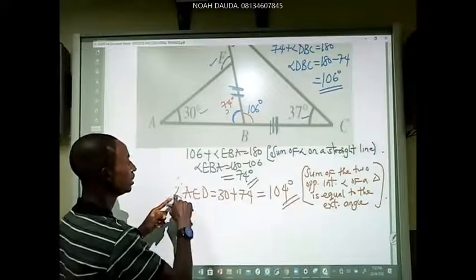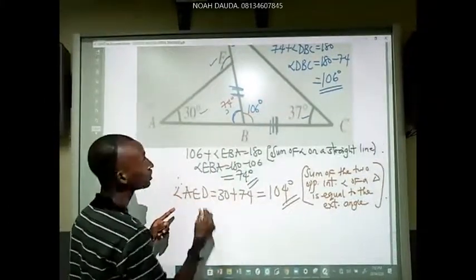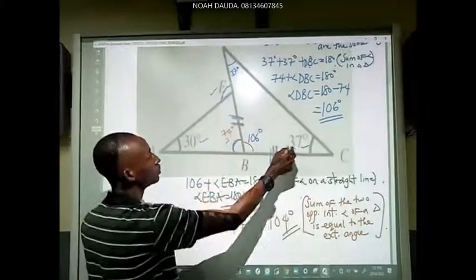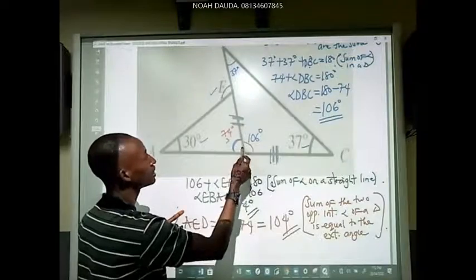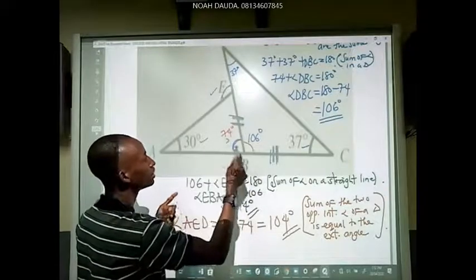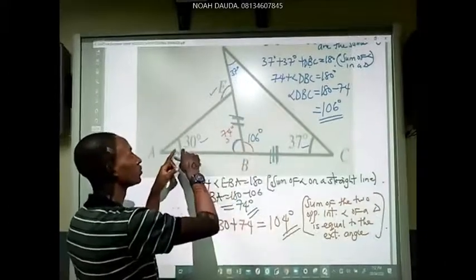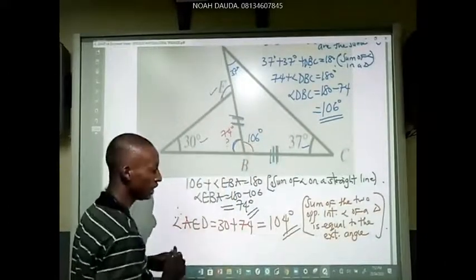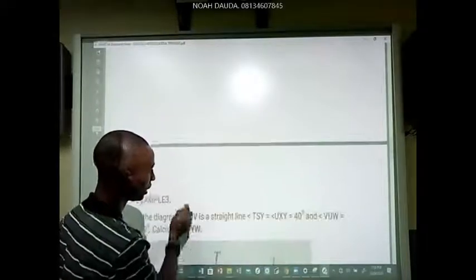So in summary, we have been able to determine 106 by considering these two base angles, then subtracting it from 180 to get 106. And we can also do the same thing by considering the sum of angles on a straight line to get angle 74. The sum of 30 and 74 gives me AED. Now let's quickly move on to the next example together.